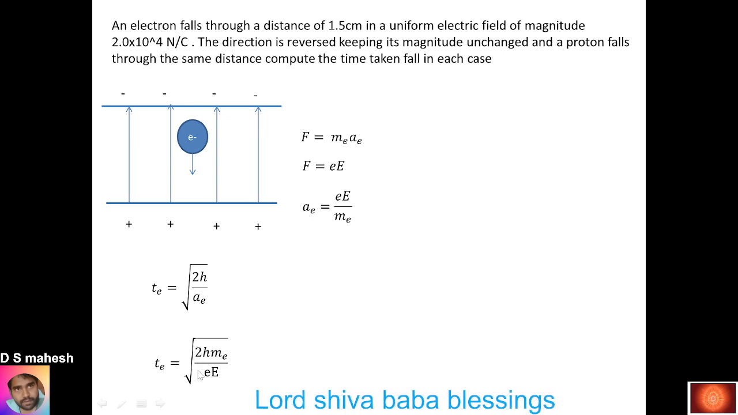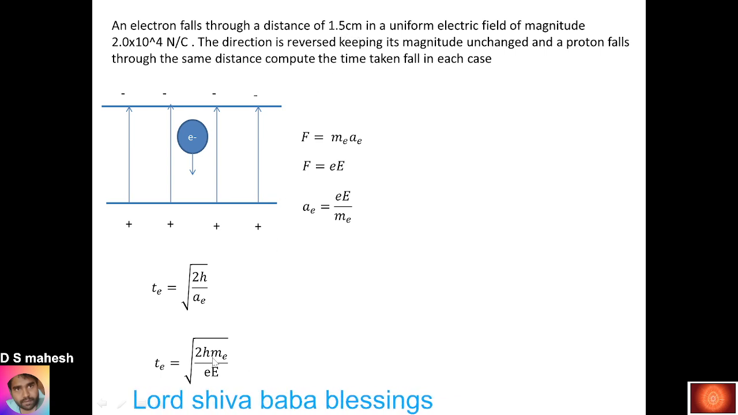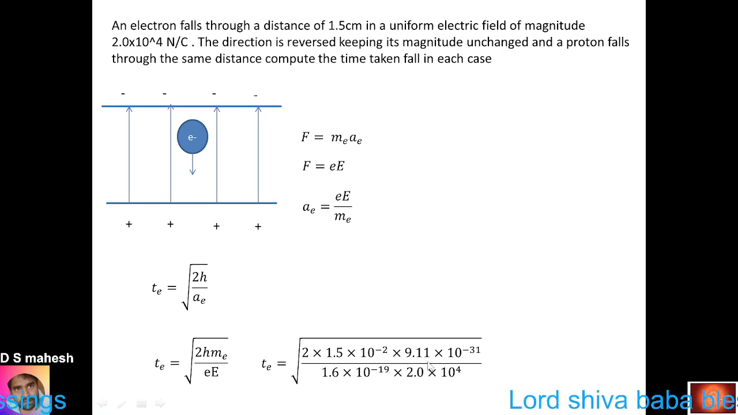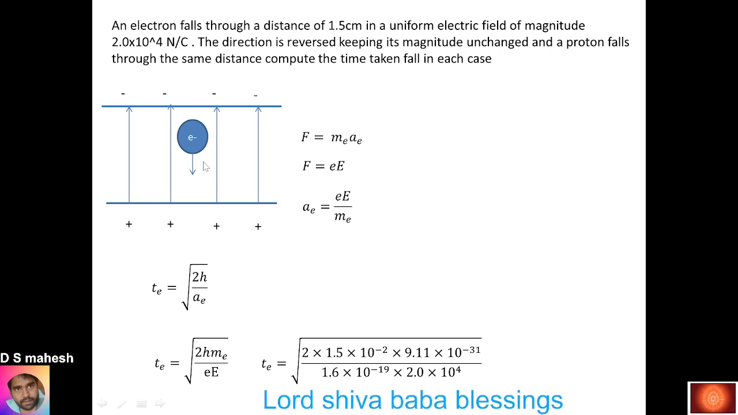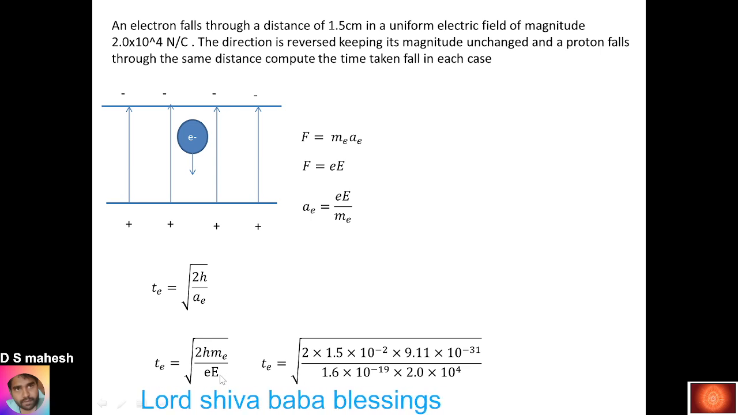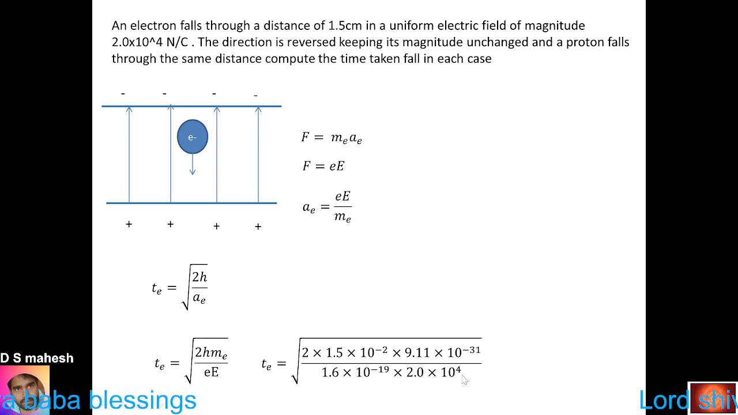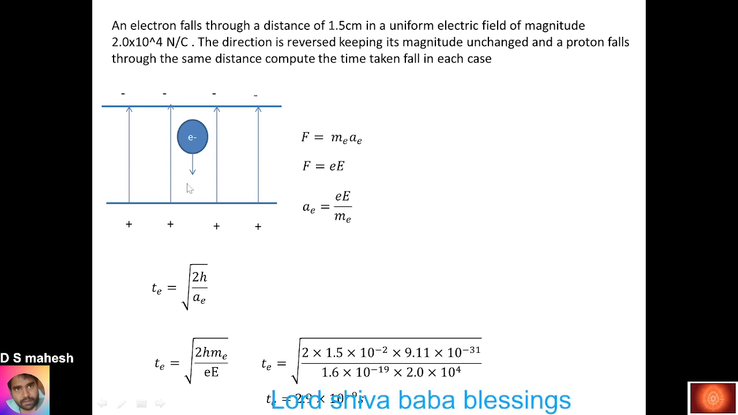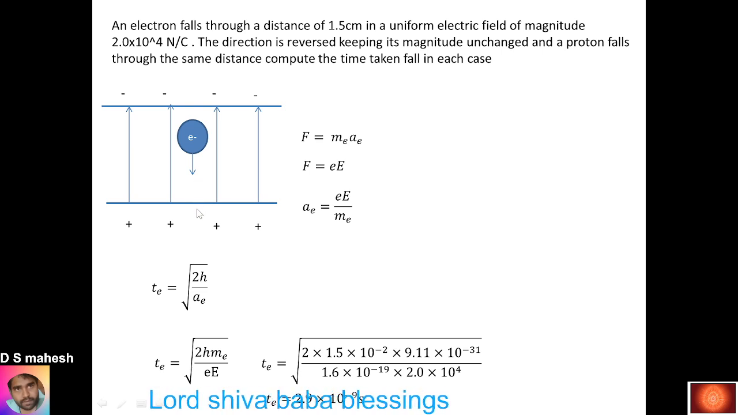Now you can substitute the values, where h is the height through which it is falling. So it is 2 into 1.5 centimeter, that is 1.5 into 10 to the power of minus 2. And the mass of electron, as you all know, is 9.11 into 10 to the power of minus 31, divided by e, the electric charge, that is 1.6 into 10 to the power of minus 19, and the uniform electric field E is given by 2.0 into 10 to the power of 4. When I calculate that, the value turns out to be 2.9 into 10 to the power of minus 9 seconds. So this is the amount of time taken by the negative charge to fall in the uniform electric field.